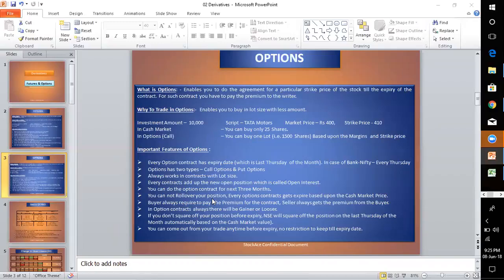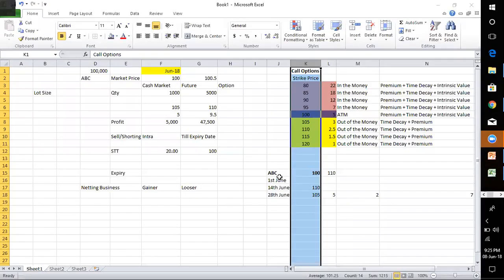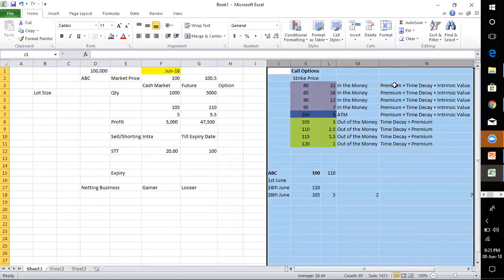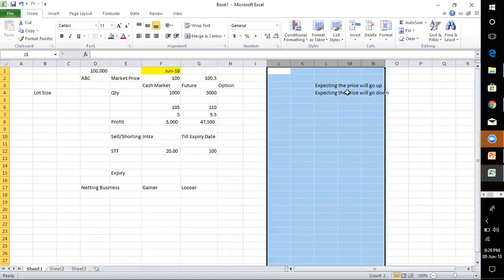Buyer is always required to pay the premium. As I said, premium will be there and the seller will always get the premium. So one simple logic I'm going to explain here with this point: options always work as an insurance business. Here the seller is always the gainer.